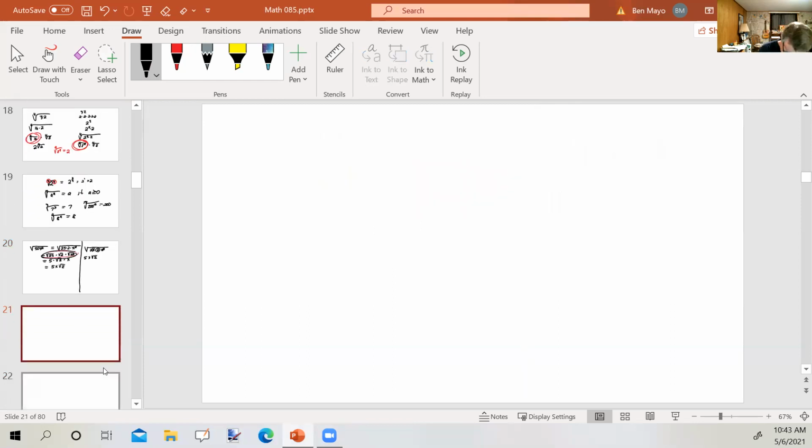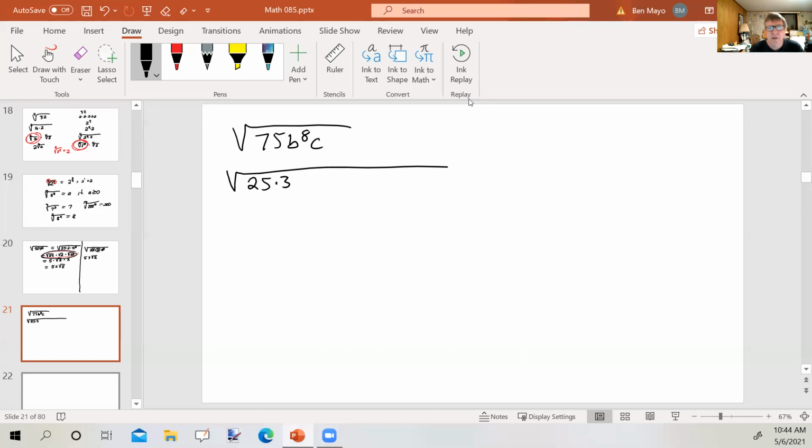All right. New problem. The square root of 75 b to the 8th power c. 75 is 25 times 3. So I could write this as 25 times 3. Again, 25 is a perfect square. And then let's see, b squared times b squared times b squared times b squared times c. You might be thinking this is ridiculous. It is. I want to do it this way to show you that there's a better, faster way, but I want to start with this.